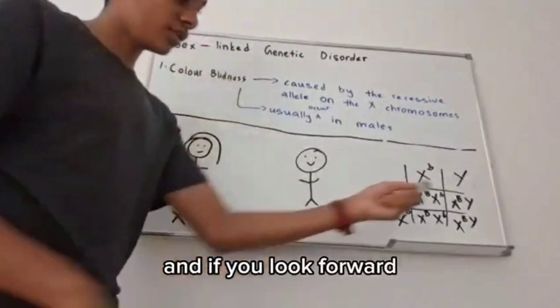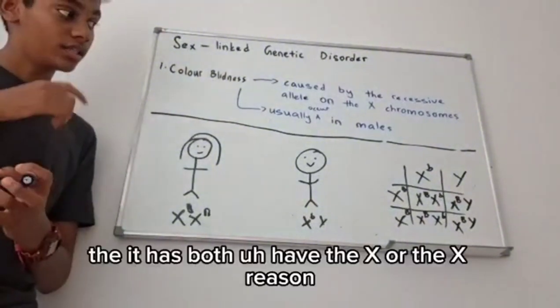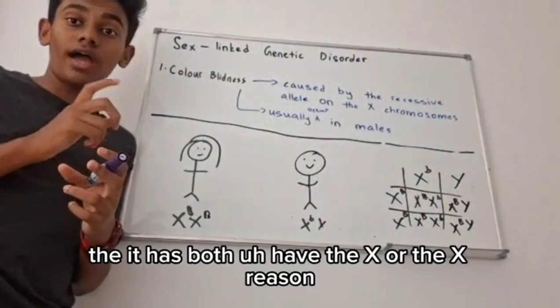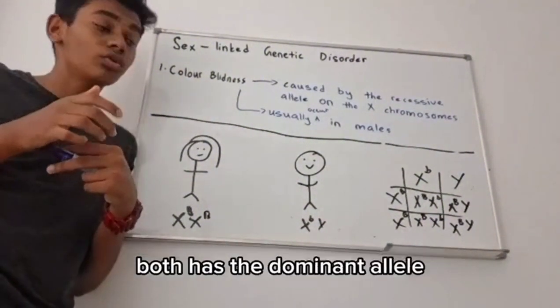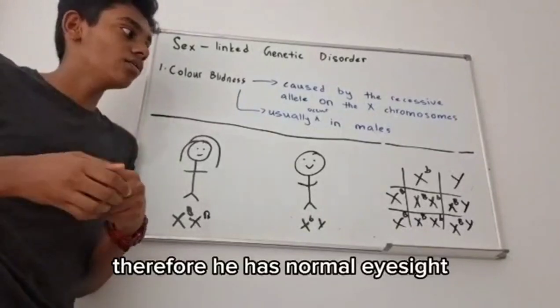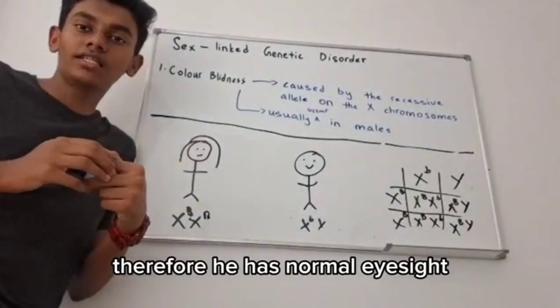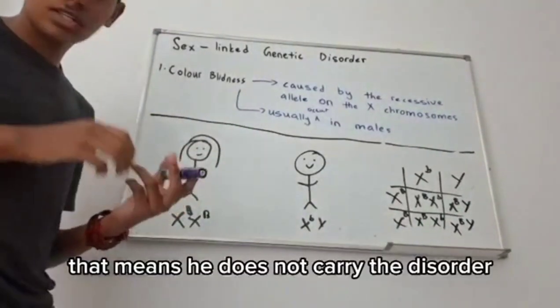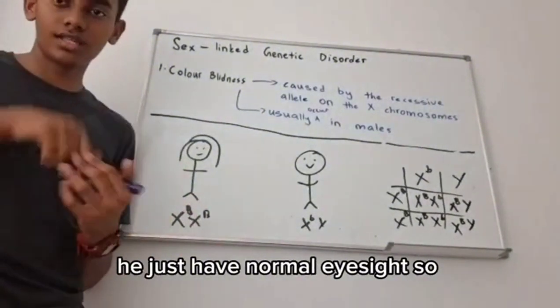And if you look at the male one, both have the X chromosome with the dominant allele. Therefore, he has normal eyesight. That means he does not carry the disorder, he just has normal eyesight.